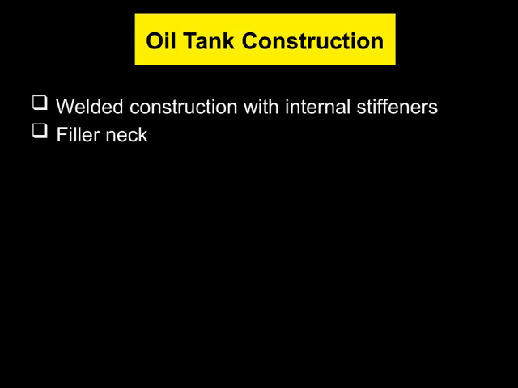Let's take a closer look at the construction of the oil tank. One key aspect is the welded construction with internal stiffeners. This approach ensures the tank is both strong and durable, effectively handling the stresses it encounters during operation. The welds provide a seamless, robust connection that minimizes the risk of leaks or failure. Another important feature is the filler neck.